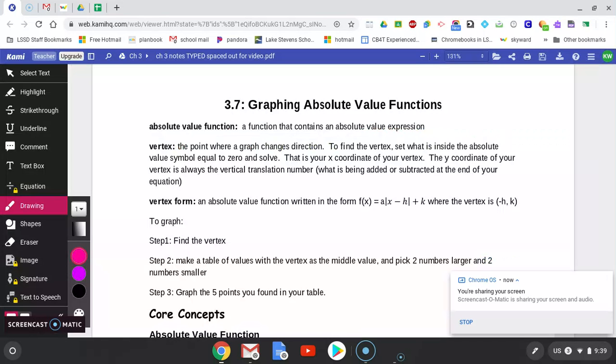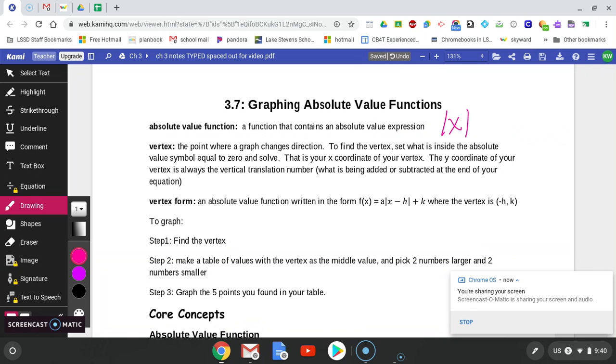All right, 3.7 is graphing absolute value functions. So what does an absolute value graph look like? It's always going to be V-shaped. Sometimes it's going to be a right side up V, and sometimes it's going to be upside down. Sometimes the V is going to be really wide, sometimes really skinny, but all absolute value functions are going to be V-shaped. And an absolute value function is when your x, your variable, is inside of your absolute value.